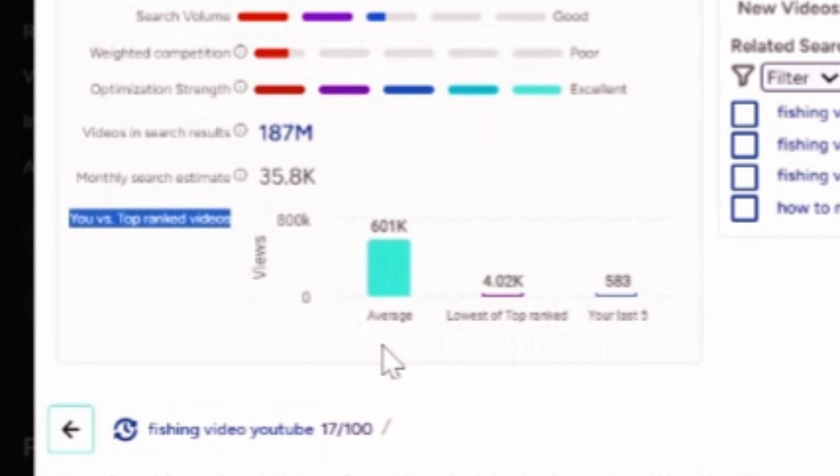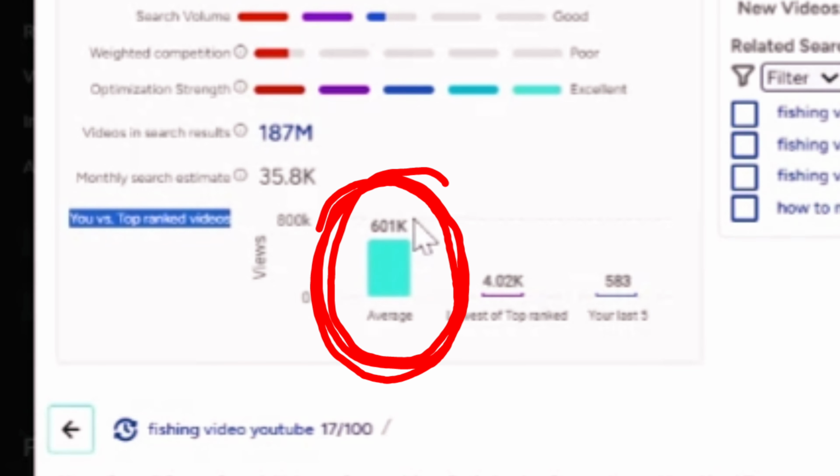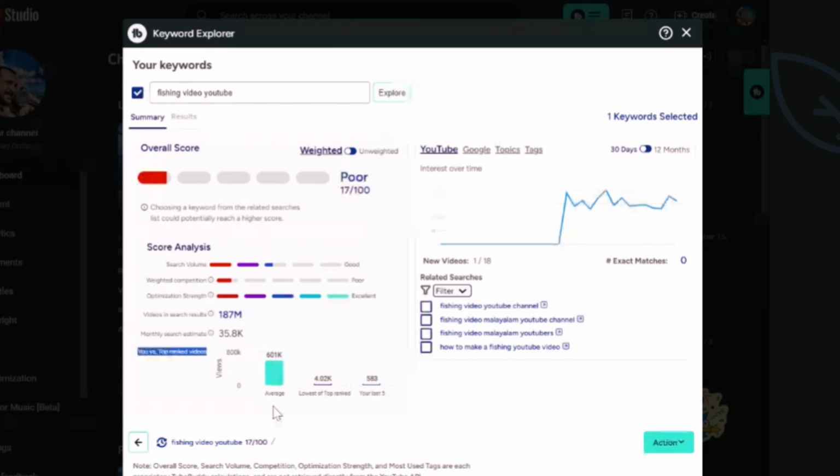Of all of the videos that physically rank for this term, not the 187 million total, but the ones that are ranking in search, when you go and type in search, the ones that are at the top of that list of videos that is going to show up, the average number of views for one of those videos is 601,000 views. That's the average for the top ranking videos. This is good to know because it shows us how many people we can get in front of in search if we were to be able to rank for that term.